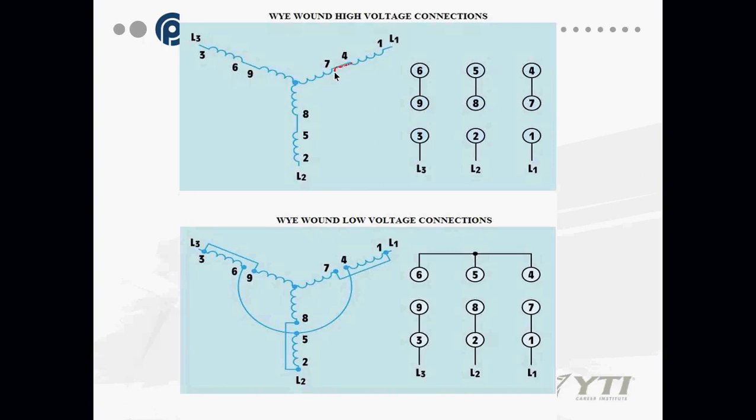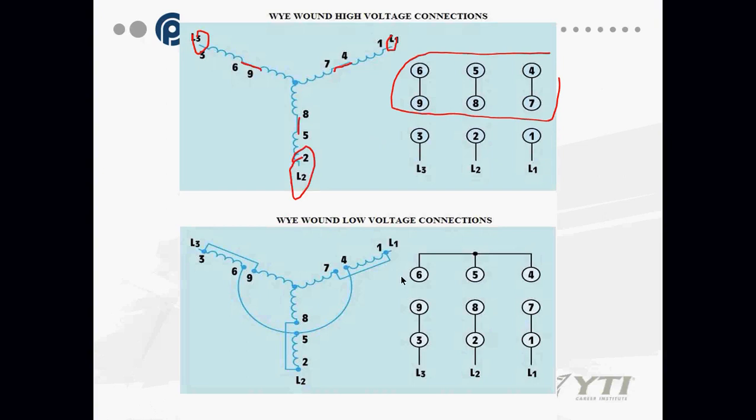So my 7 and 4, you see it's connected. My 5 and 8 is connected. My 6 and 9 is connected. That's this series right here. Then I'm being told to bring L1, L2, and L3 into 1, 2, and 3, which is right here, and right here. That's my high voltage connections. Now this motor would be running on 460 volts.